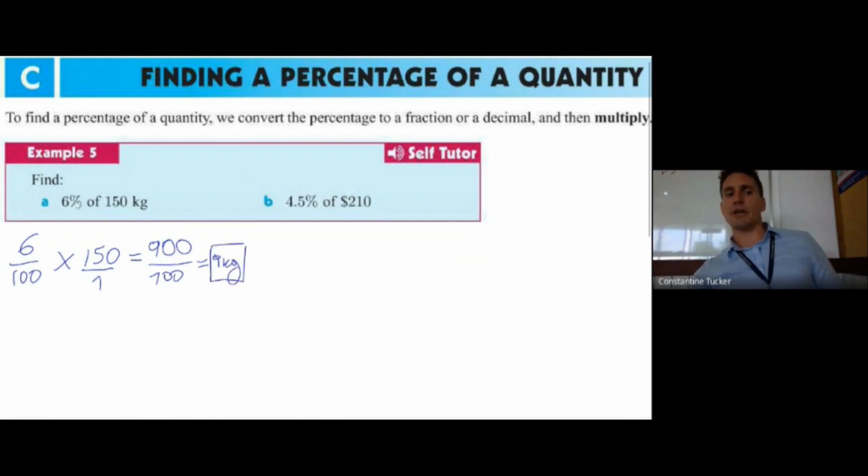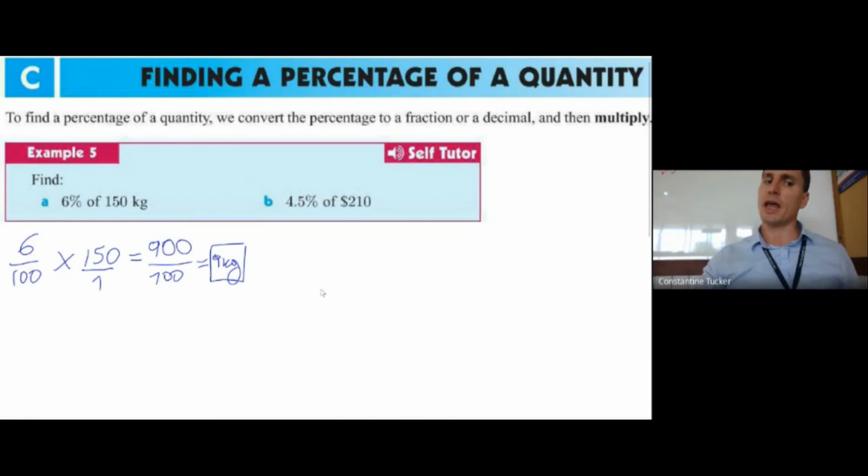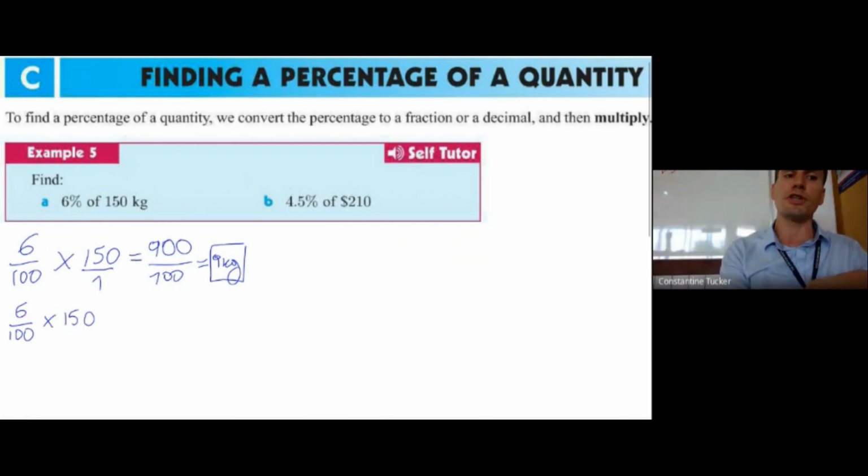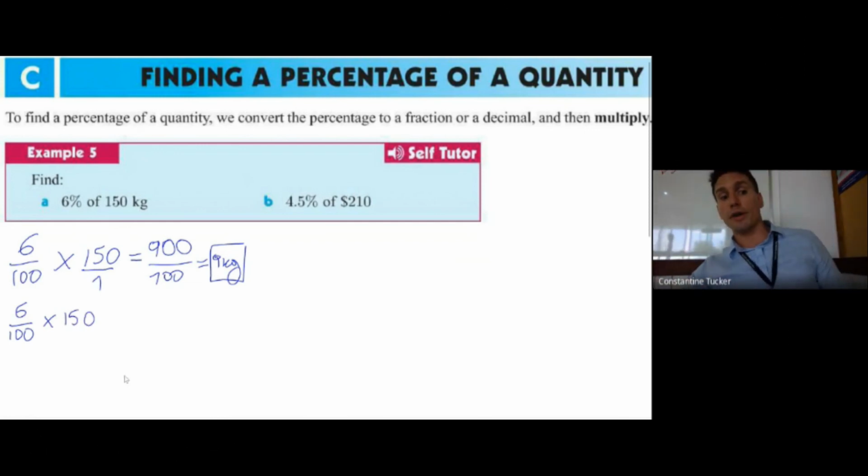Let's remember now what we did. We took that percentage and we changed it into a fraction because we want to find what 6% of 150 is. So we did 6 over 100 times 150. Now this is one of the ways we can do this. I will show you a couple of other methods as well. This one could also have been done by simplifying. Can you simplify the 100 and the 150?